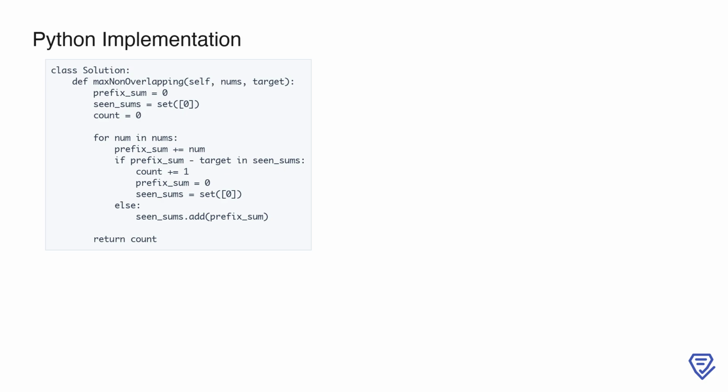Finally, the function returns the count, which is the maximum number of non-overlapping subarrays whose sum equals the target. This approach is efficient, with a time complexity of O(n), as each element is processed exactly once, and the operations on the hash set are average O(1).